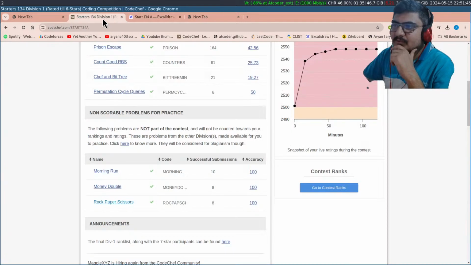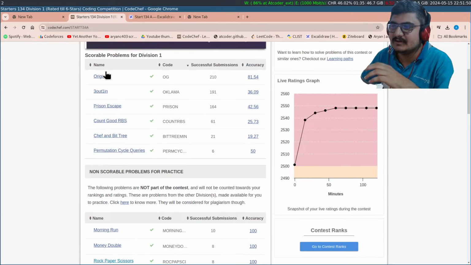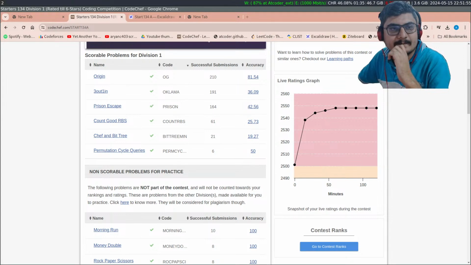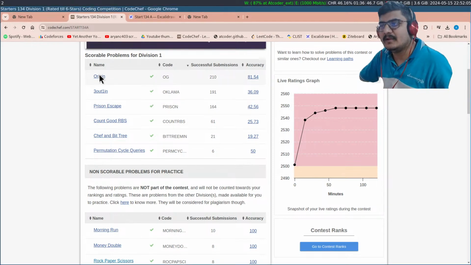I will move to the next one, any questions on these 3 problems before I move to the other problems? Okay, I will move to Origin.